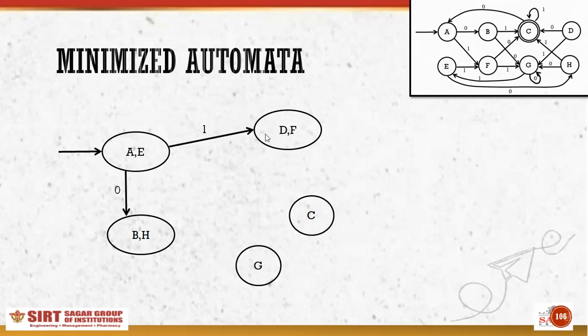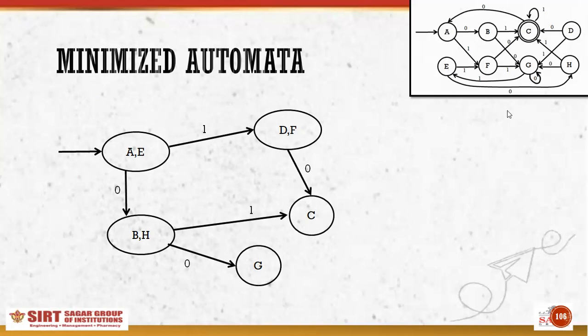Now I will find out the transitions of 0 and 1 for BH and DF. First of all, I will find out the 0 transition for BH. On giving 0 to B, I am reaching G, and on giving 0 to H, I am reaching G. So the answer is G. So I will make a 0 transition to G, and similarly, I will find out the 1 transition. On giving 1 to B, I am reaching C, and on giving 1 to H, I am again reaching C. So the answer is a 1 transition to C.